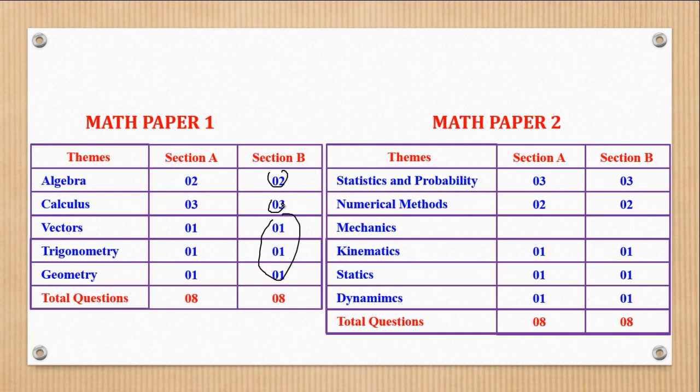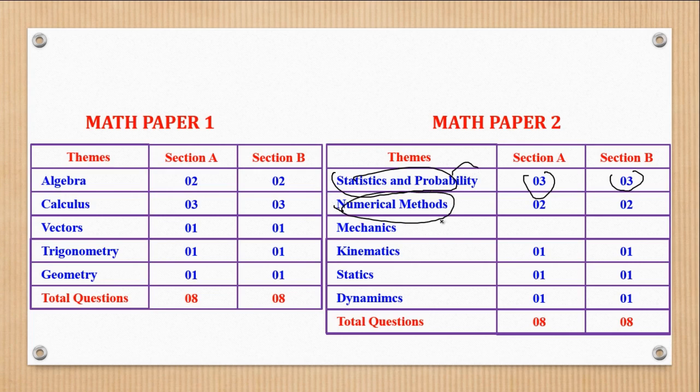What you want to choose is what you choose, provided you do not exceed the 5 questions. Then that is math paper 1. Then math paper 2, there are 3 themes. 1 is statistics and probability, where 3 come in section A and 3 in section B. We shall break this down as we proceed with the video.